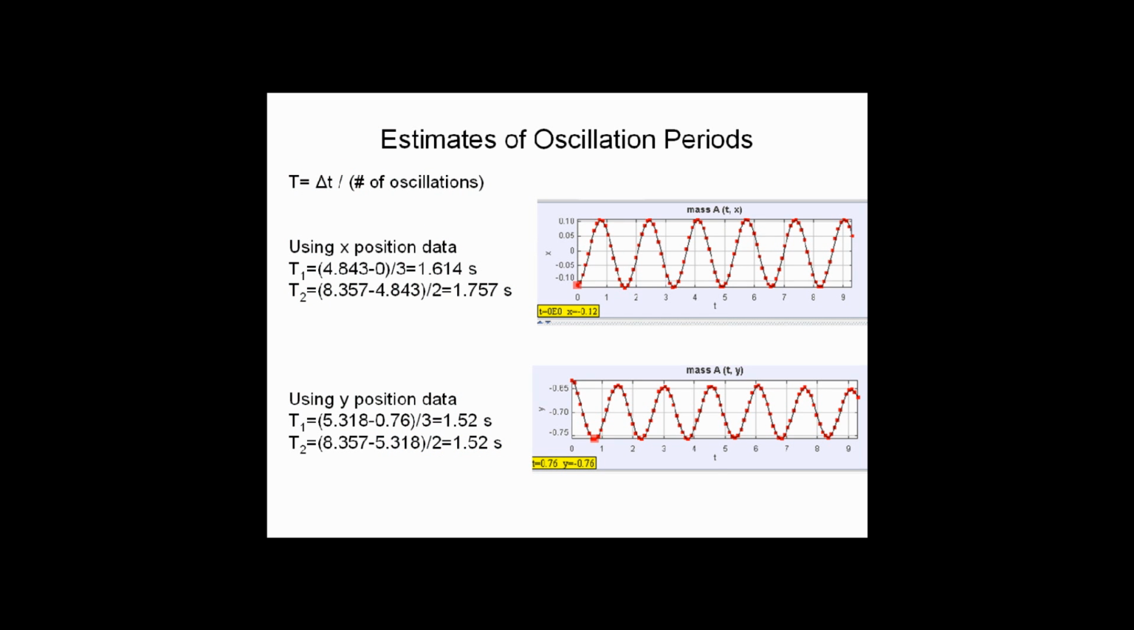Comparing the periods calculated using X and Y position data, we find that the periods are not the same, which contributes to the complex motion of the system. The periods are different because the mass travels further in the X direction than the Y, making the time it takes to make one oscillation longer. Also, the oscillation period in the Y direction pretty much stays constant, while the period in the X direction changes, as you can see here.